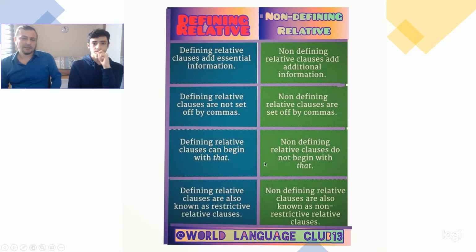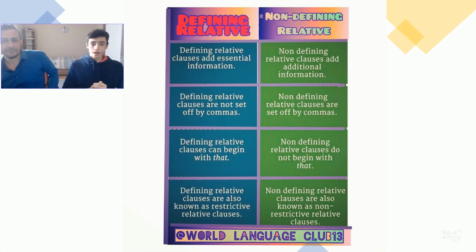Here there are two types of relative clauses. We're going to understand the differences between the two types. What are they? Defining and non-defining relative clauses. So what are the differences between defining and non-defining relative clauses? With Emre, we're going to explain.